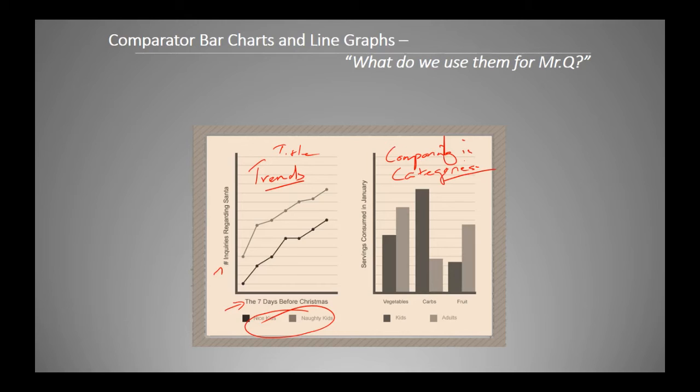So even at numbers, look at the 7 days before Christmas. Those naughty kids are certainly out racing the nice kids, even though both are increasing in their appeals to Santa. Looking at the diets, well, adults are certainly eating more fruit and vegetables than kids, but the kids are winning on the carbs.